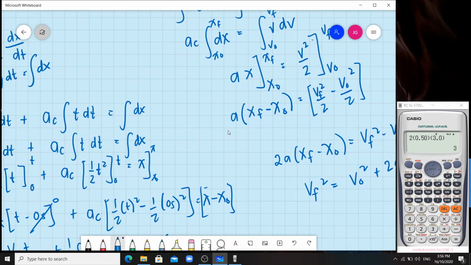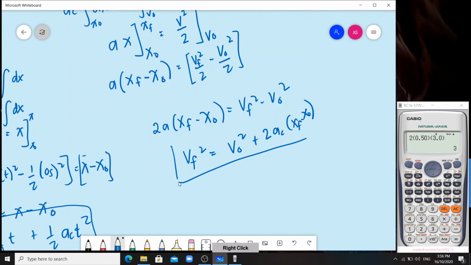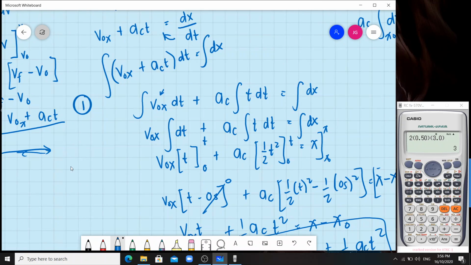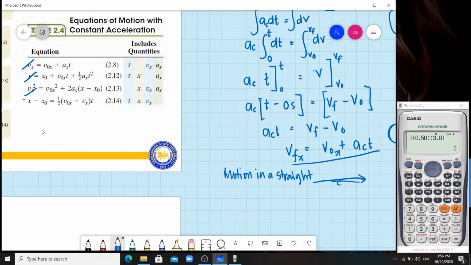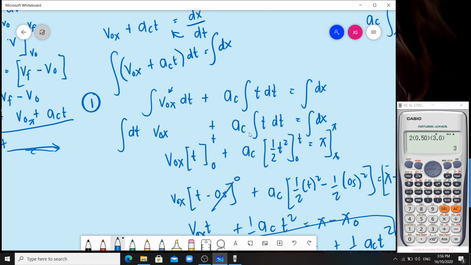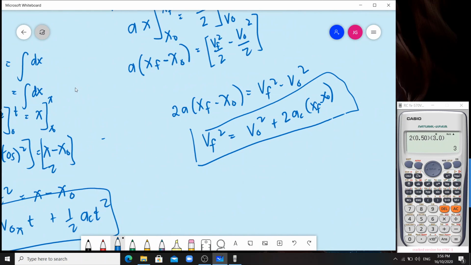Okay. So, yan na yung equation number 3. Ayan. Yan. So, may equation number 3 na tayo. Ito yung number 3. So, paano naman yung 4? Okay. Yung 4 naman is makukuha natin by what? Anong gagamitin natin?